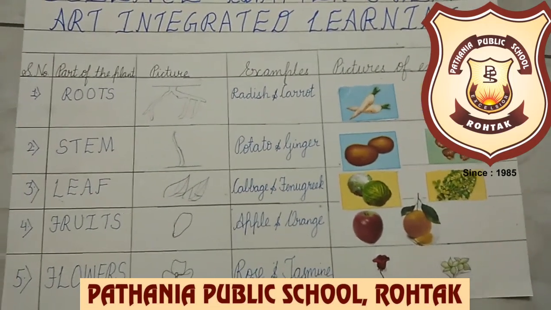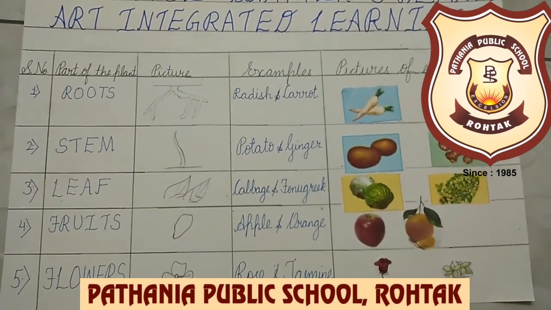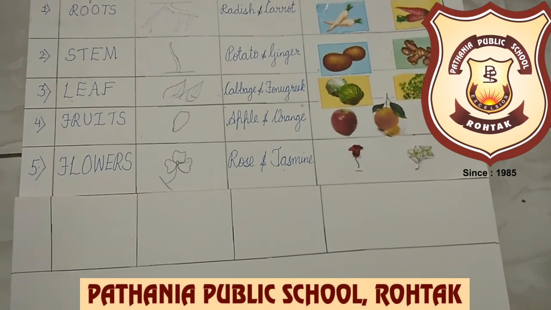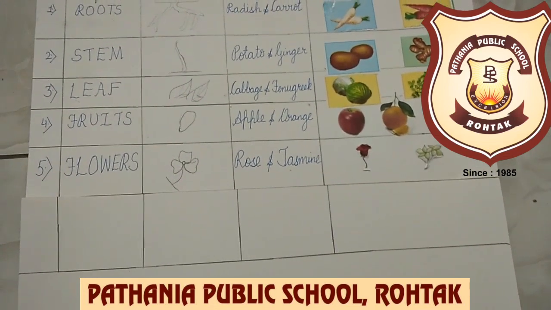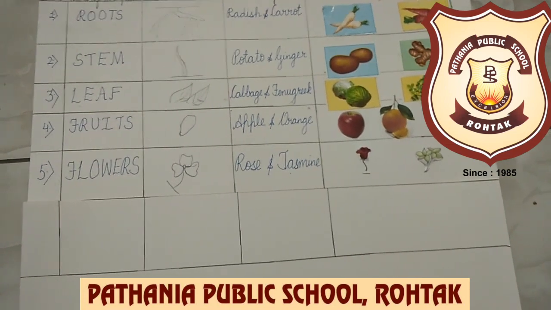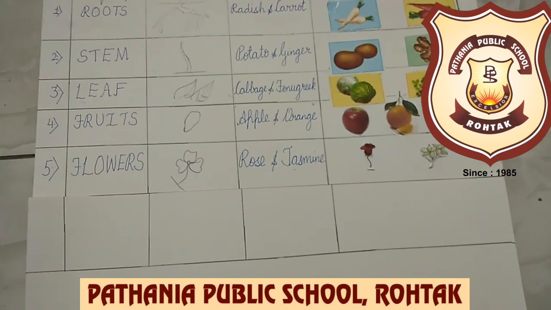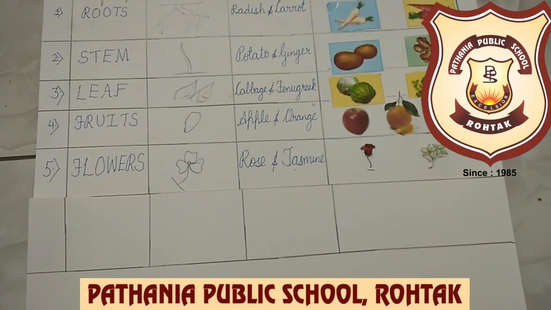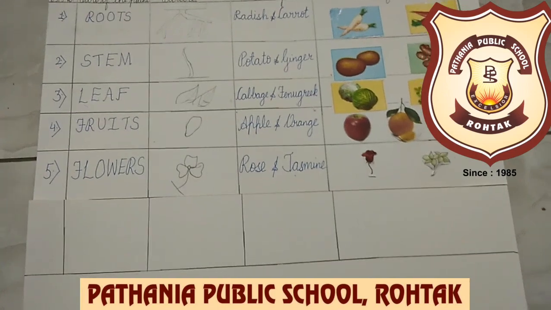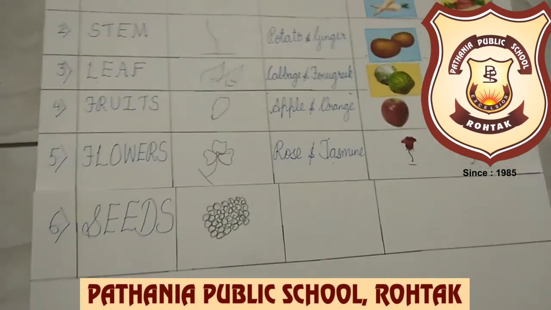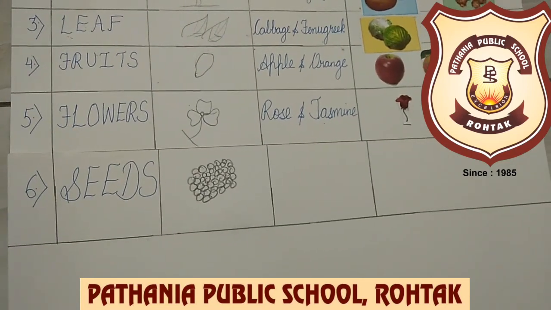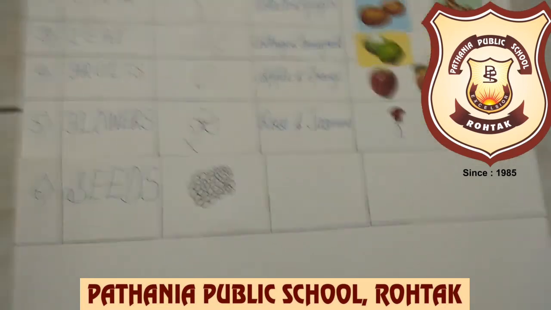Okay beta. Now moving on to next part. Yes beta, now what is the next part we are moving on? Yes, next and the last part of the plant we are talking about is seed. So we are talking about seed and next at 6th number we will write seed. See beta, at sixth number I have written seeds and I have drawn seeds normally.